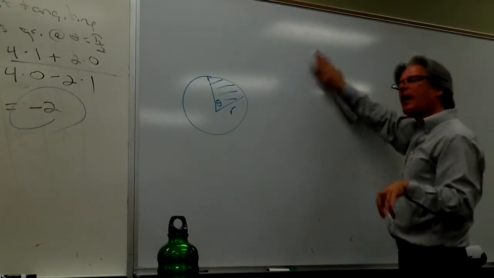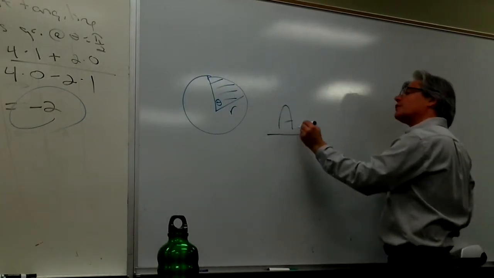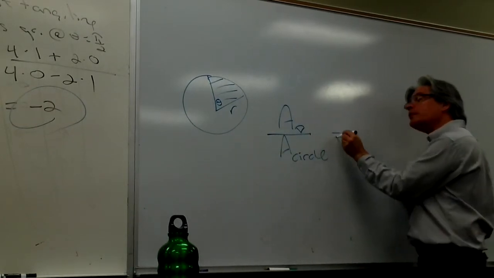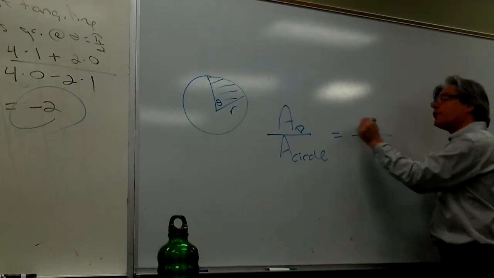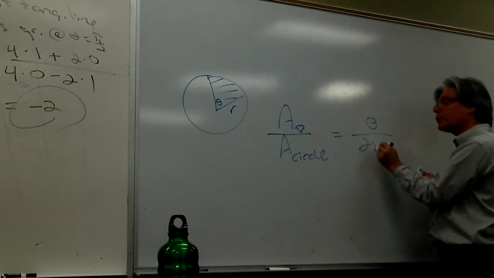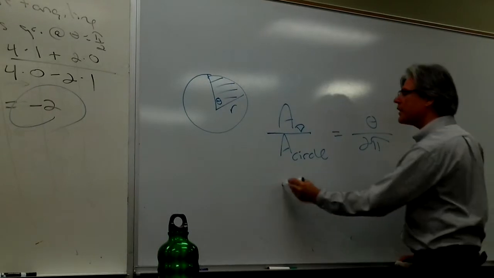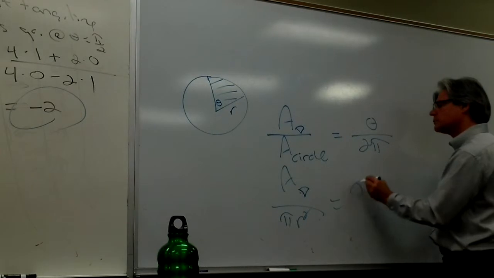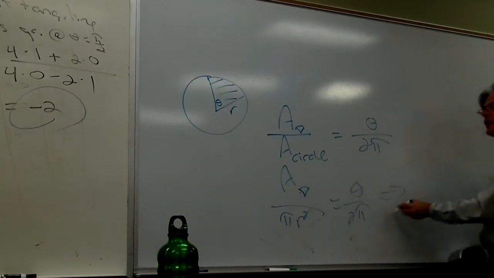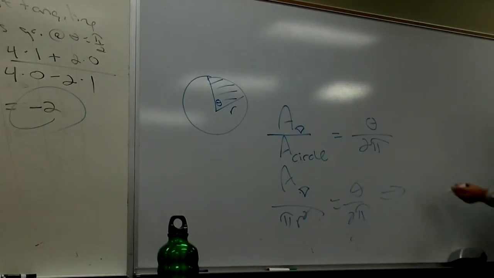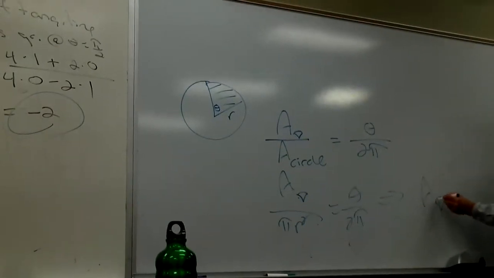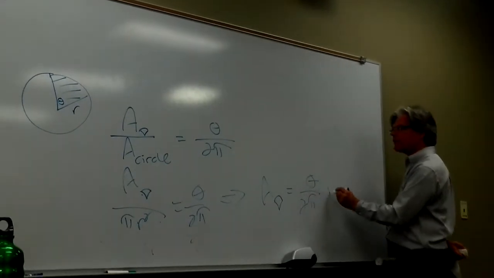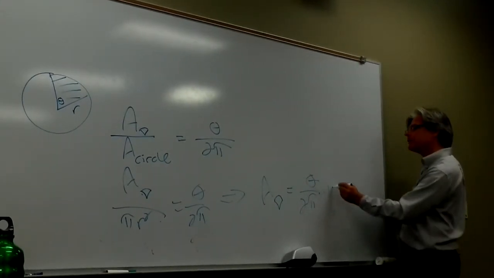I got an idea. I think the ratio of the area of the circular sector to the area of the circle itself should be the same as the ratio of the amount of rotation for the circular sector to the amount of rotation for one full circle, which is just 2 pi. The area of the circle is just pi r squared. Now, if I took that equation and multiplied both sides by pi r squared, the area of my circular sector is going to be nothing more than theta over 2 pi times pi r squared.